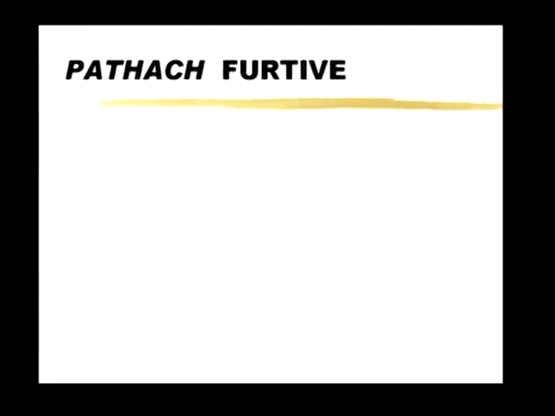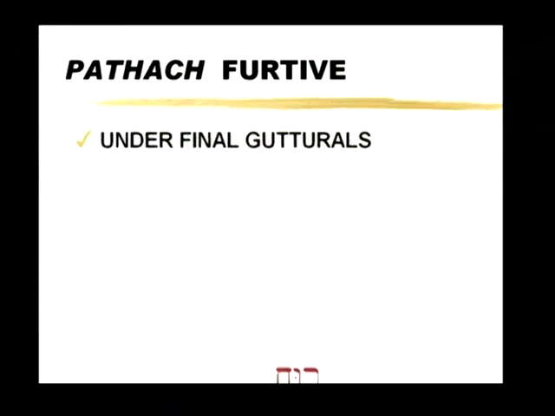All right, the pathak furtive, remember we talked about it. It's under final gutturals, and it's pronounced ahead of that guttural, ruach. Now remember that it is not accented. You don't say ruach. It's ruach. You put the accent on the ru, and the ach, you back off of the emphasis, okay? So everyone pronounce that together. Ruach. Again, ruach. And then this is shemoach, okay?